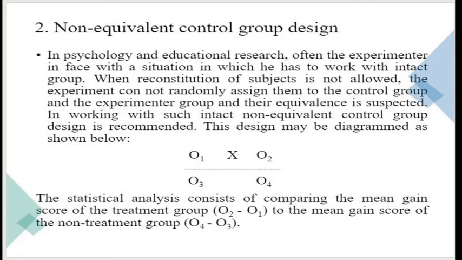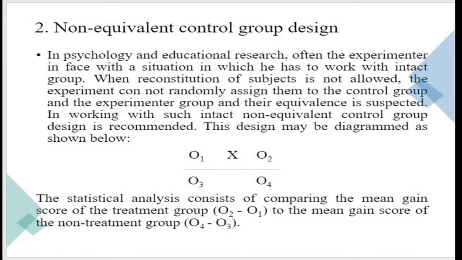The statistical analysis consists of comparing the mean gain score of the treatment group, observation 2 minus observation 1, to the mean gain score of the non-treatment group, observation 4 minus observation 3.